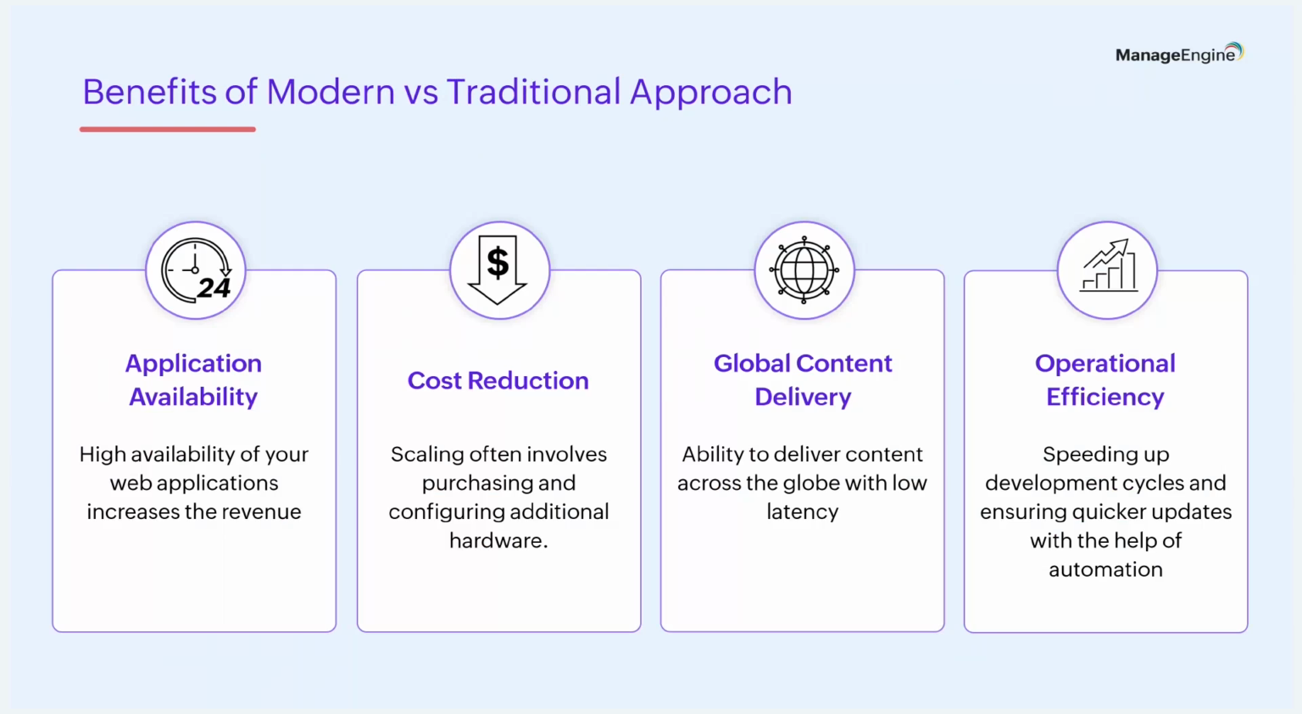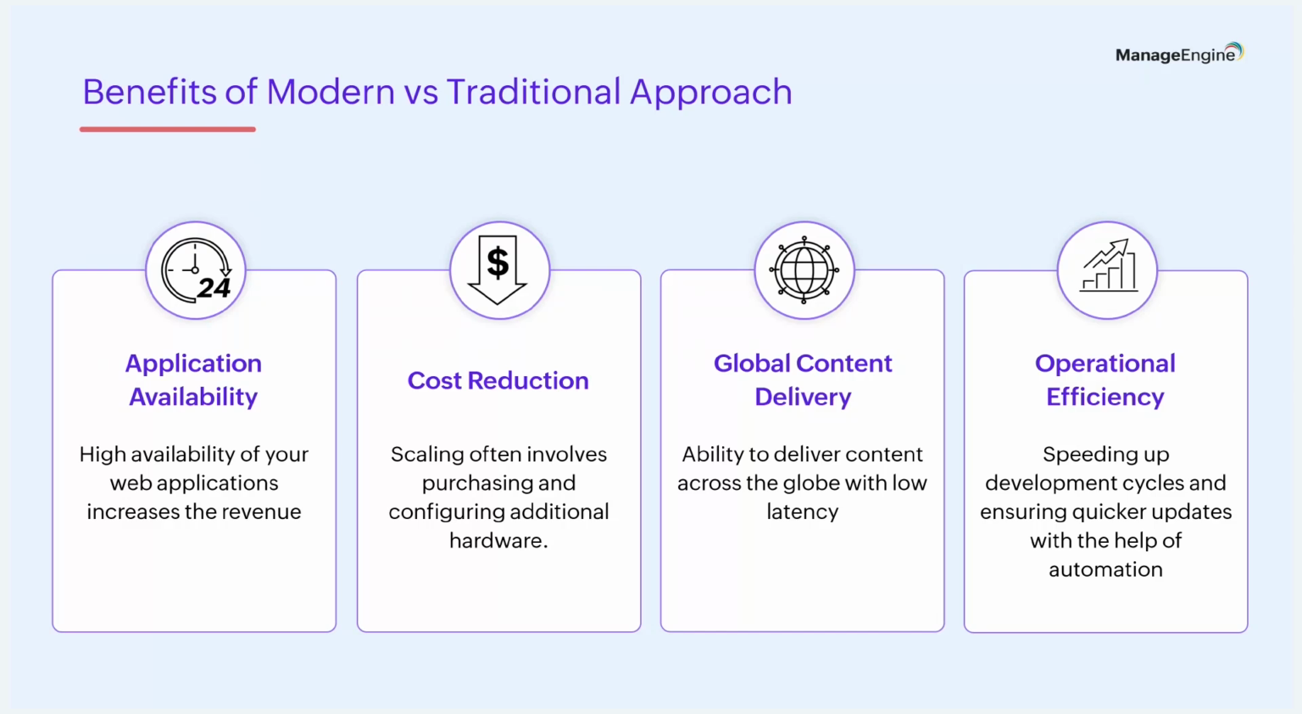Now here, the traditional applications. Let's discuss the benefits of the modern versus the traditional approach on the application side. The traditional applications were usually hosted on on-premise servers or in a single data center. This often caused high downtime, limited availability, and performance issues during peak traffic. Scaling required purchasing new hardware, which involved high cost and long setup time. Maintenance was also expensive because physical infrastructure needed regular updates and repairs.